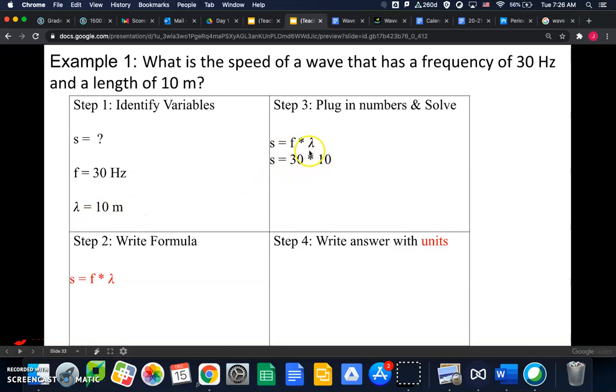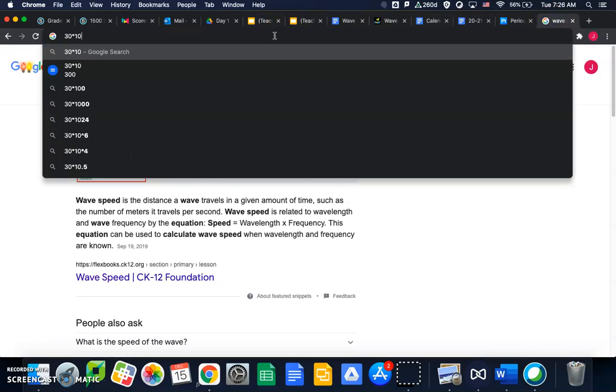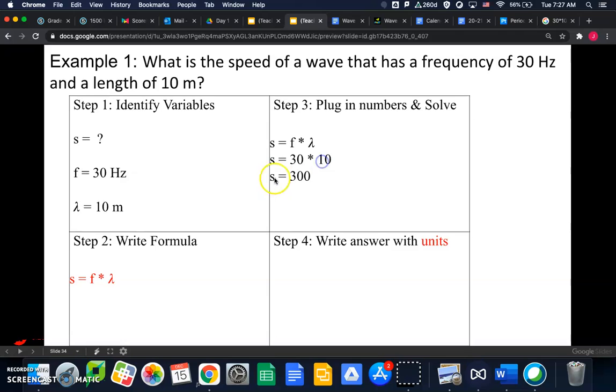30 for F, 10 for lambda. Then we're going to multiply 30 times 10. You can use a calculator. In fact, I'll do that just to model what I want you to do. So 30 times 10 gets us to 300. So S equals 300. Step 4 is just to write the answer with units.